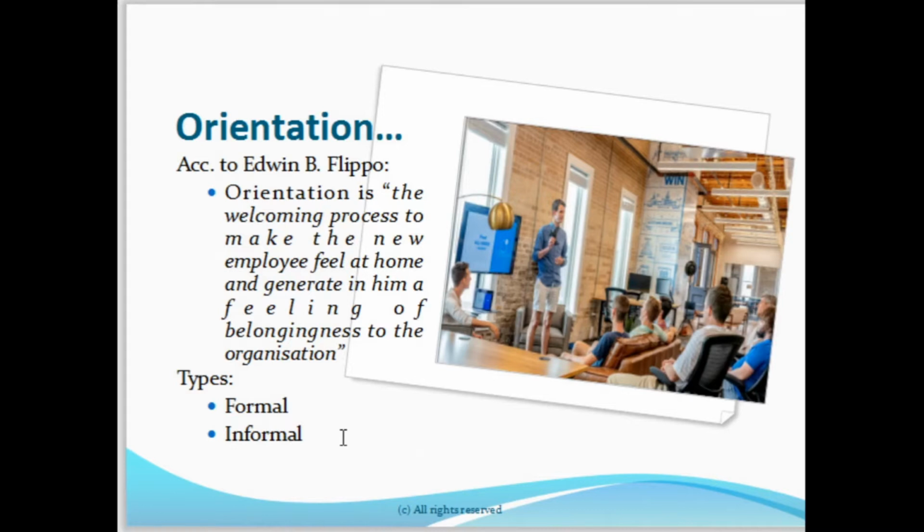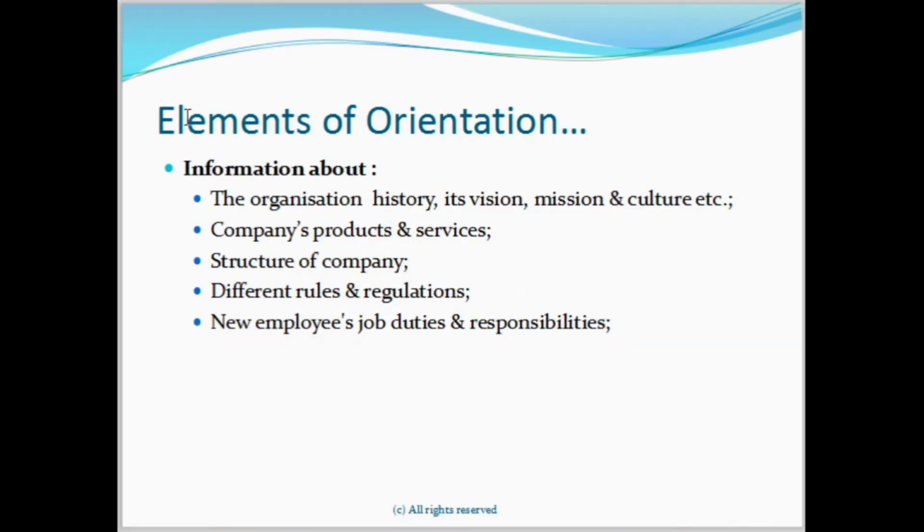Let's move to the elements of orientation, or we can say what shall be included in an orientation program. We shall include information about the organization's history, basically saying how it all started, when it started, who started it, what was the vision, what is the mission, how about the culture, what are the difficulties faced, what are the different phases of the organization. Such information shall be provided to the newcomer.